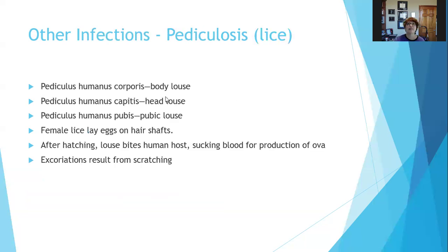Other infections: lice, body lice, head lice, pubic lice, Pediculus humanus corporis, capitis, and pubis. The lice lay eggs on hair shafts. After hatching, the louse bites the human host and sucks the blood for the production of their ova. And the excoriations from the bites result from scratching.